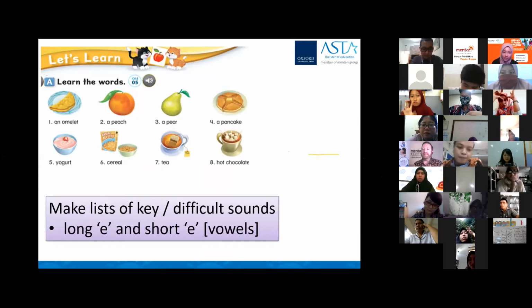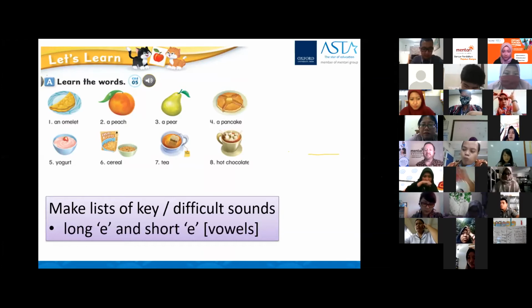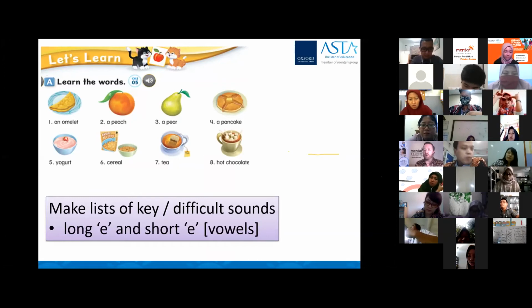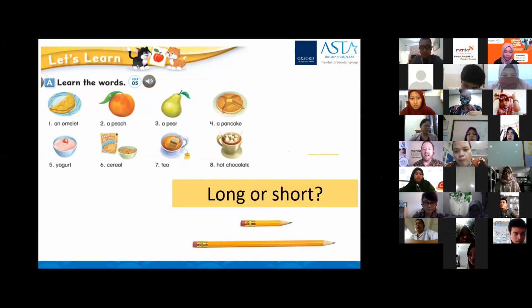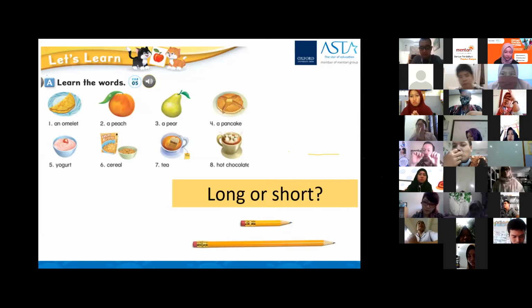Something we also like to do, especially with low-level primary, is phonics activities, and we can look at long and short sounds. So in these words, sometimes we have long sounds, and sometimes we have short sounds. So how do we do this? Well, we do this activity called long or short. I get my students to either hold a long pencil and a short pencil, or they can just use their hands.